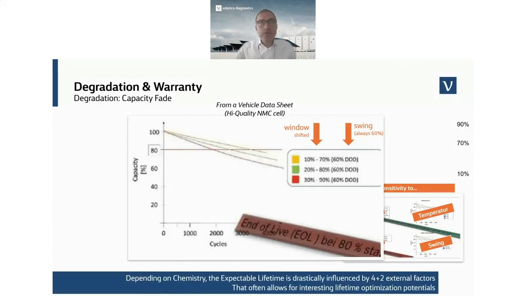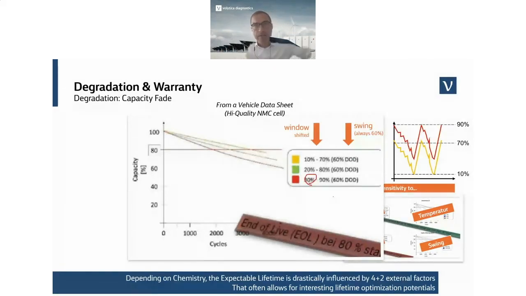So they took 3 identical battery cells and labeled them A, B, C, or yellow, green, and red. And these 3 were used under different conditions. The yellow one was cycled between 70 and 10%, and the red one was cycled between 90 and 30%. So it was always the same energy taken out, always 60%, but in different windows: 90 to 30, 80 to 20, and 70 to 10.